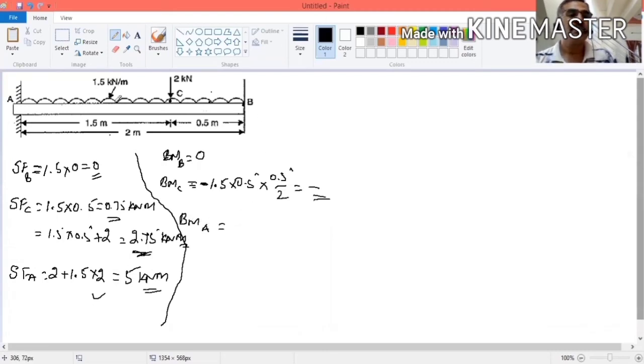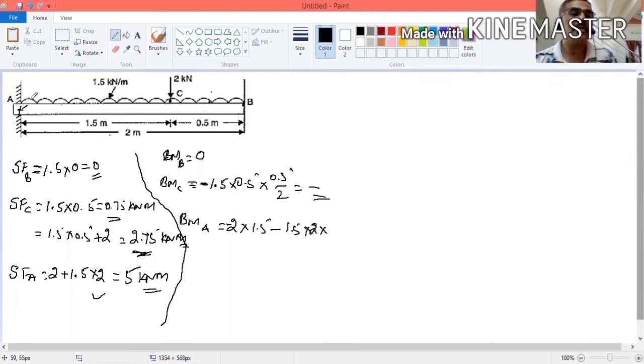How to calculate the bending moment at A? First you take the point load. The point load is 2. What is the distance? Distance is 1.5. So now you are calculating the bending moment at A, 2 into 1.5. This is minus because this will create a clockwise bending moment. This also will create a clockwise bending moment. So what is the total load? It is 1.5 into 2. What is the distance? 0.5 plus 1.5 plus 0.5. It is 2. This is the total load multiplied by the distance.